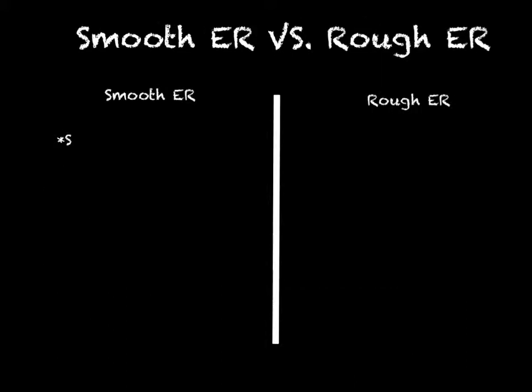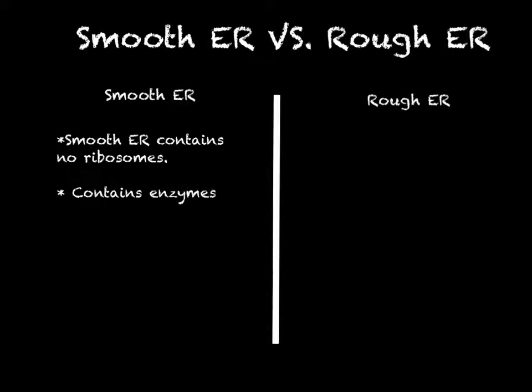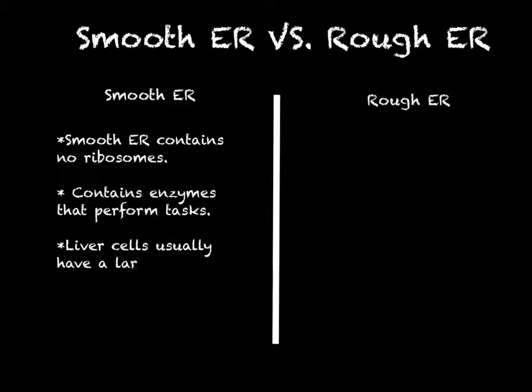Smooth ER contains no ribosomes. It contains enzymes that perform various tasks. Liver cells usually have a large amount of smooth ER.